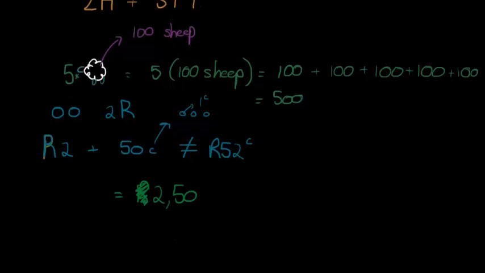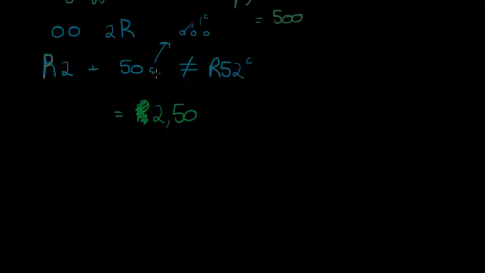So how are we able to add things that are not the same? Well, what we do is that we know that 1 rand is equivalent to, this is the sign for equivalent, 100 cents. That's how we define 1 rand, as 100 cents. So if I want to add two things that are not alike together, I can only add them if it's possible to change the one into the other. So for example, I can ask myself the question, how many cents do I have if I have 2 rand? Or how many rands do I have if I have 50 cents?